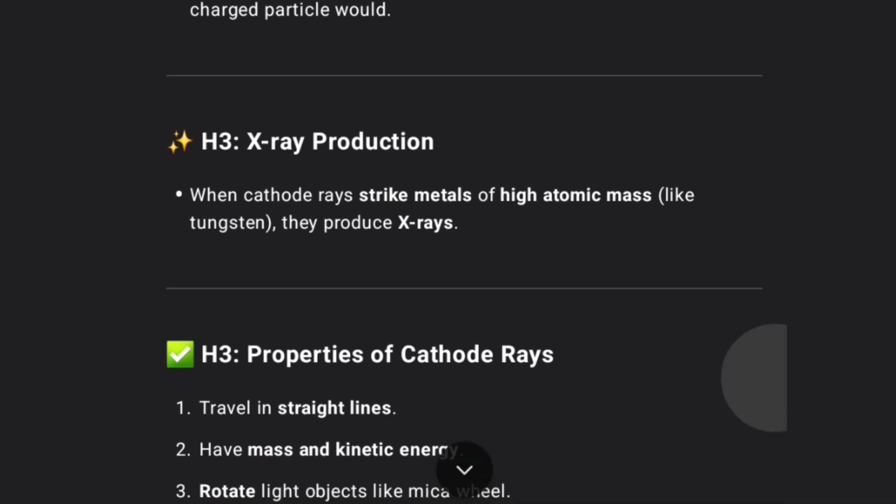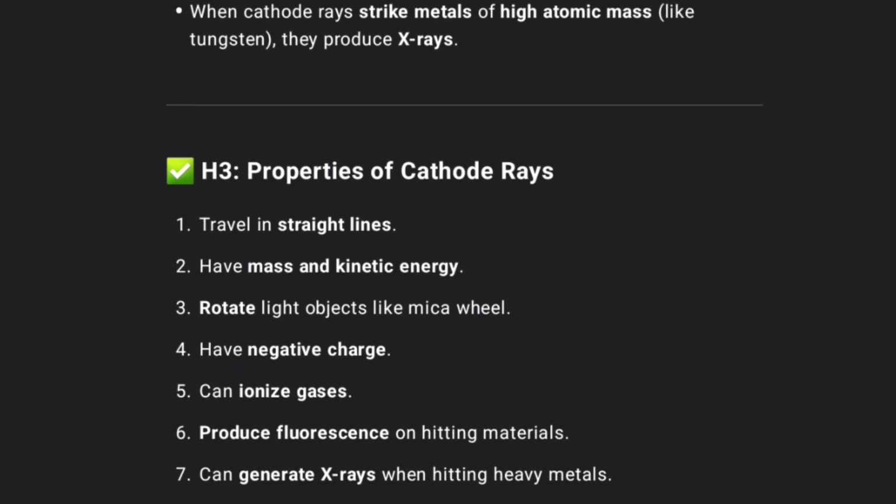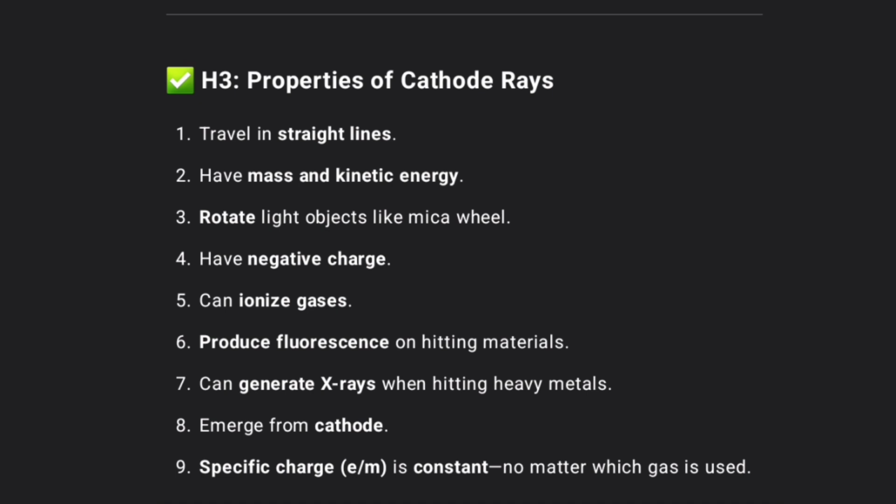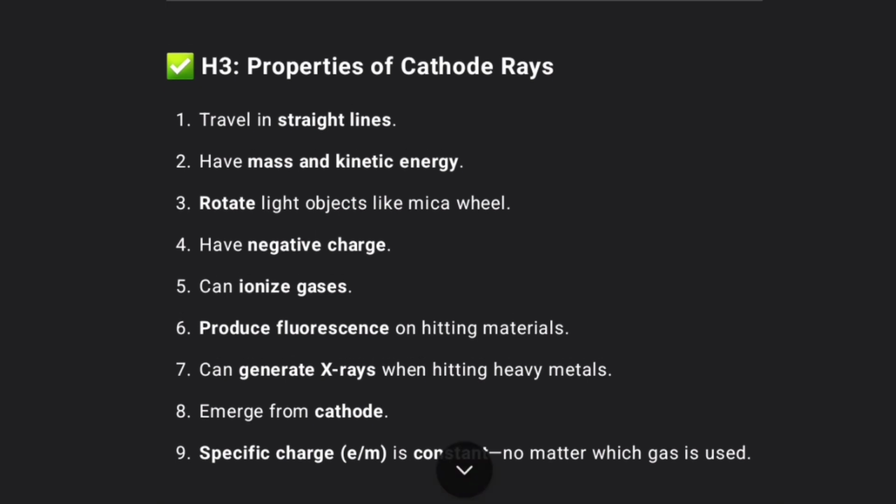Properties of cathode rays. 1. Travel in straight lines. 2. Have mass and kinetic energy. 3. Rotate light objects like a mica wheel. 4. Have negative charge. 5. Can ionize gases.